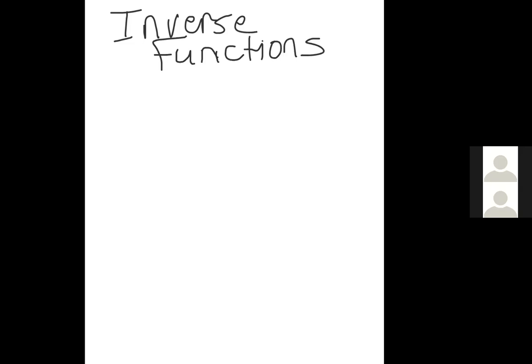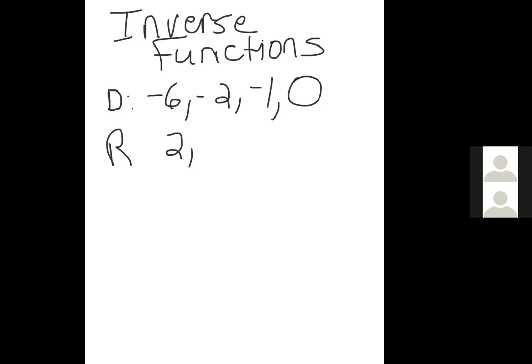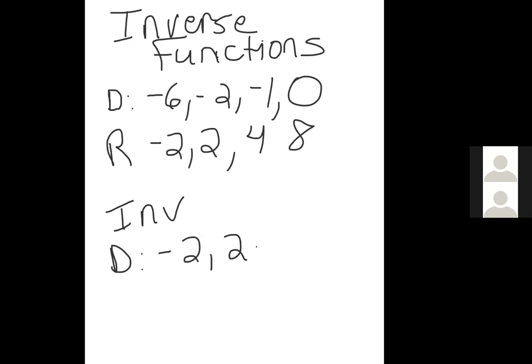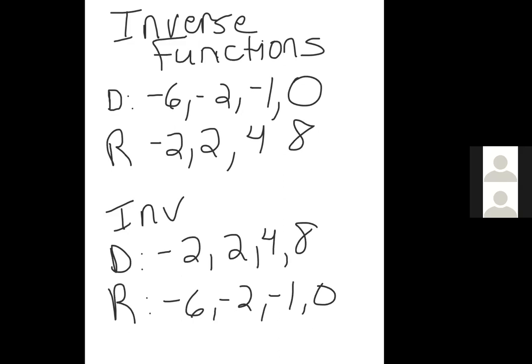So for instance, if our domain of one function is -6, -2, -1, and 0, and our range is -2, 2, 4, and 8. To do the inverse, we would flip our x and y. They are just going to change places. So the domain will be -2, 2, 4, and 8, and the range will be -6, -2, -1, and 0. Again, the x and y just change places.